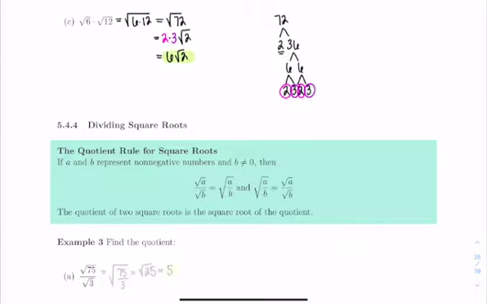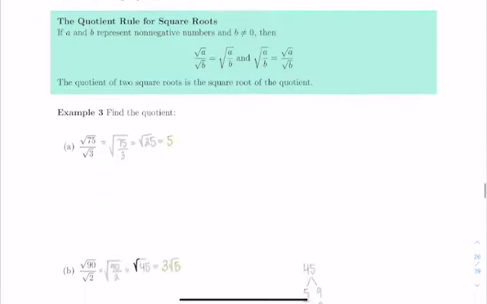Dividing square roots is like the product rule, except we're not breaking it apart horizontally, we're breaking it apart vertically. So I can have the square root of a over the square root of b, and that just becomes the square root of a over b, or vice versa. I can have the square root of a over b, and that's equal to the square root of a over the square root of b.